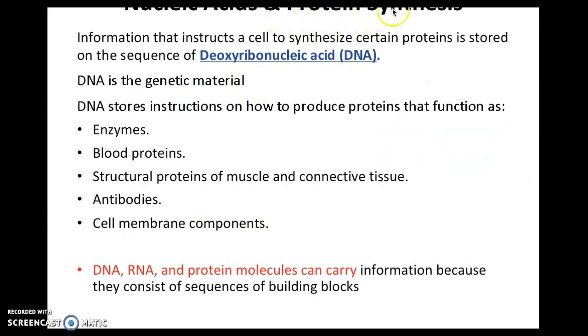Next is nucleic acids and protein synthesis. So the 2 nucleic acids that we will talk about are deoxyribonucleic acid, also known as DNA, and then ribonucleic acid, known as RNA. DNA is the genetic material. It's found in the nucleus, and it provides instructions for how our entire body will function. Every single aspect of our body is determined basically by DNA. Now, can your environment definitely affect that? Yes, it can. DNA, RNA, and protein molecules carry information because they consist of sequences of building blocks, and it's constant recombination of those sequences that make us who we are.